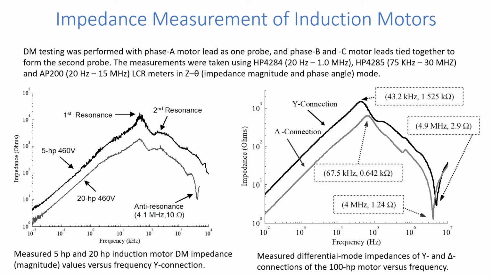In this slide, I'm showing impedance measurements of several induction motors, a 5 horsepower motor and a 20 horsepower motor on the left side, and on the right, you see a 100 horsepower motor, using different types of LCR meters to measure the impedances. You can see the behaviors of all the motors are the same. We have first resonance, second resonance, and an anti-resonance point. The first resonance and of course anti-resonance points are important. Particularly the anti-resonance point is the point that can cause some issues.